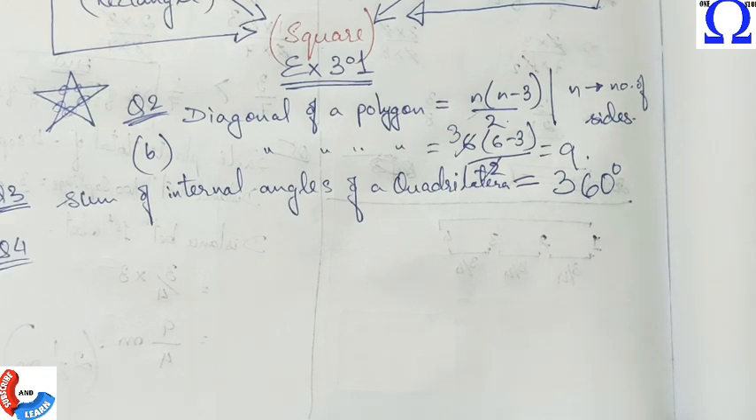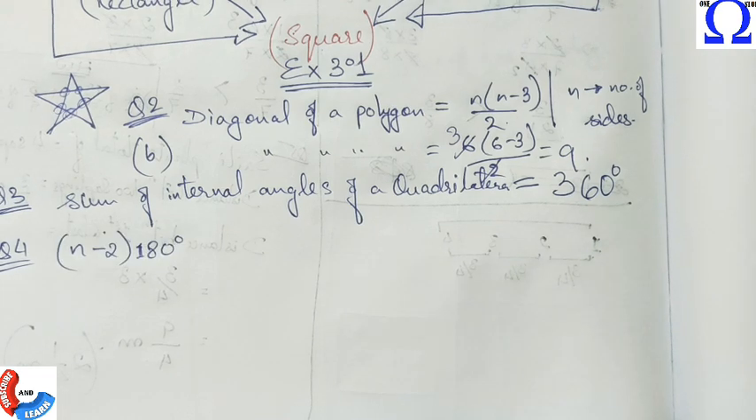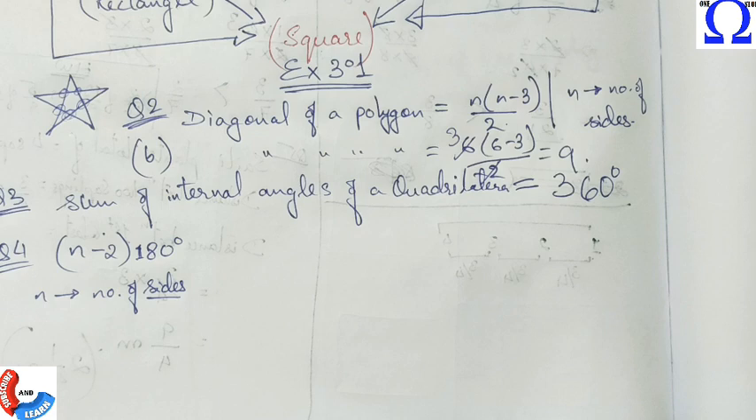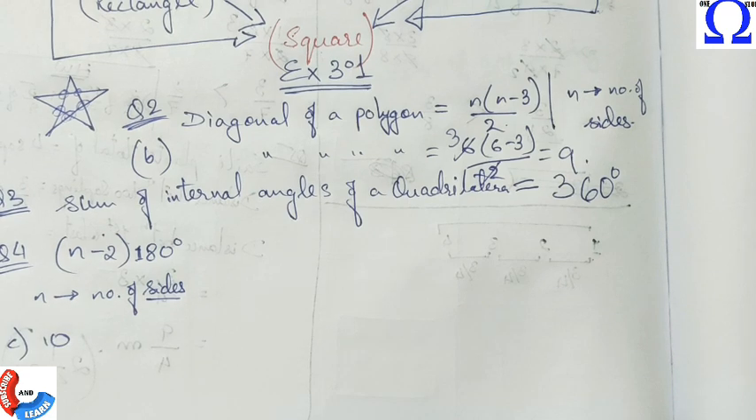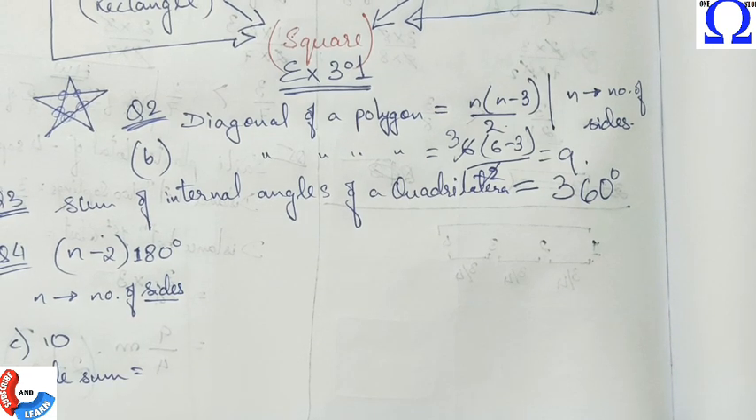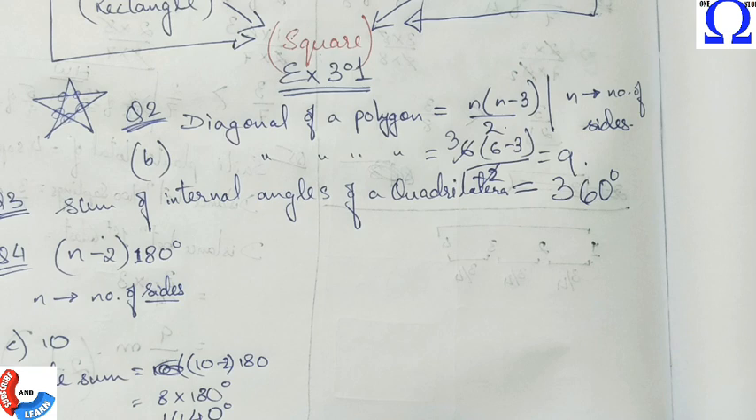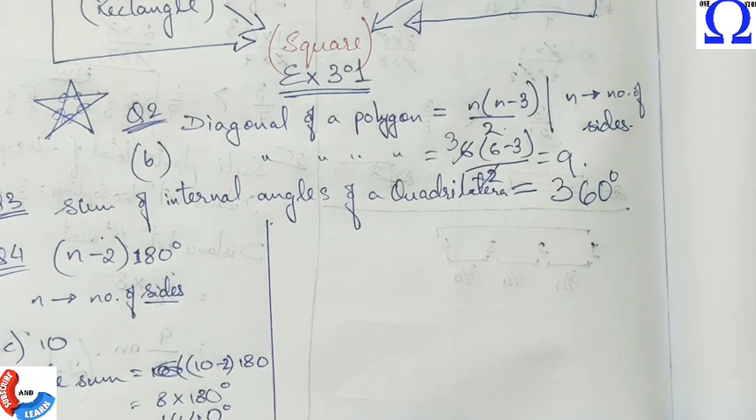And the formula is given in question number 4, (n minus 2) into 180, where n is the number of sides. So this is the formula. You can put the value of n to be 4 to find the angle sum property of a quadrilateral, or 5 for a pentagon. Like in question number 4, let's say C part, where n is given as 10. So just put the value and get the answer. So that is 1440 degrees. Okay. Now moving on to the next question.